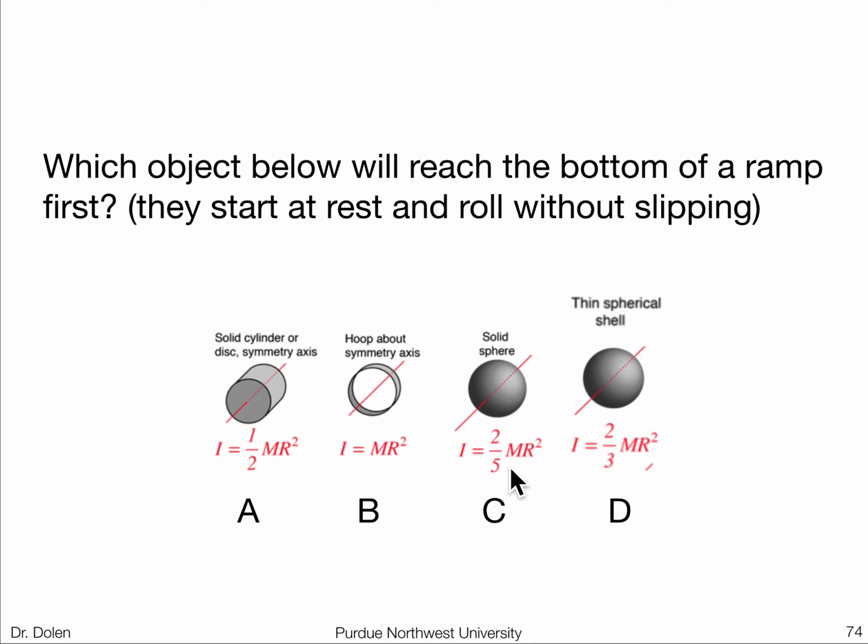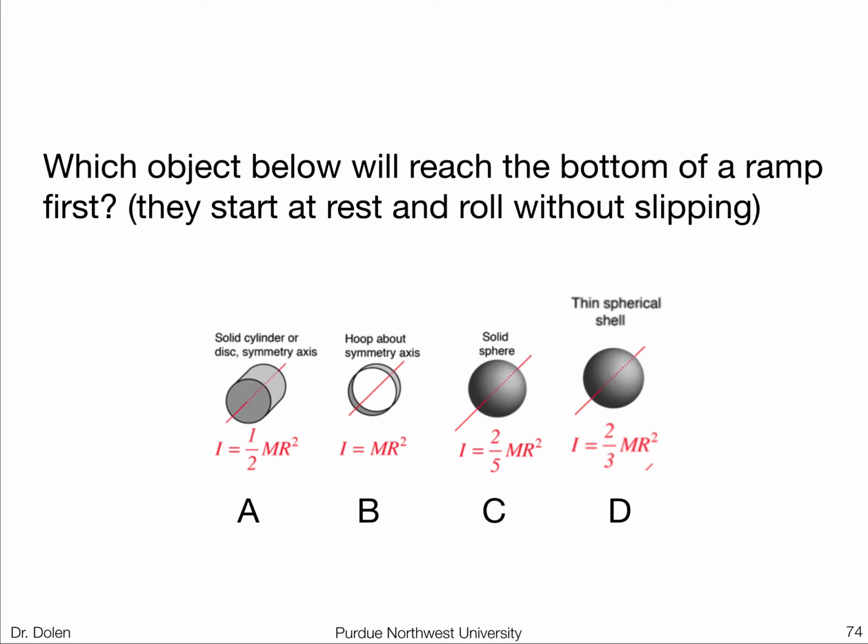So you can look at the different moments of inertia here. The solid sphere has a moment of inertia of 2/5 mr squared. The thin shell has a moment of inertia of 2/3 mr squared. So take a moment, think about this. On the next slide, we'll actually do a simulation experiment to check this.